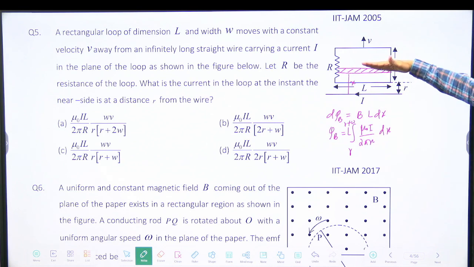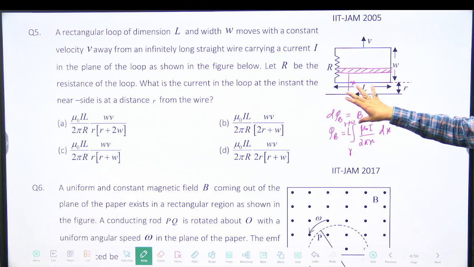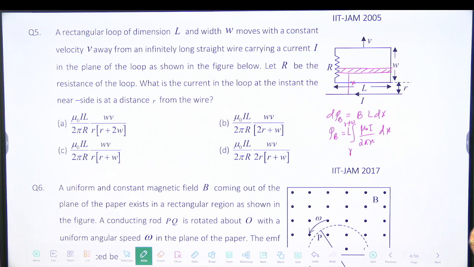So if this rectangle is at the lowest side, it is at distance R. If it is at the uppermost side, it is at distance R plus W. So this is the magnetic flux. First of all, understand this. This is basic calculus. That is why we learn calculus, because if things are variable, we have to take a small part, calculate the quantity for that, and then integrate it throughout.